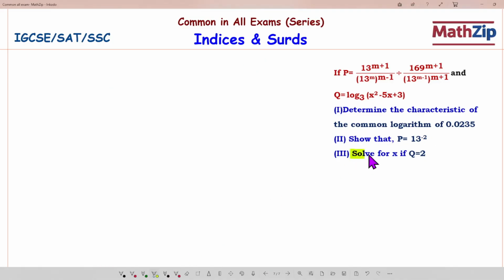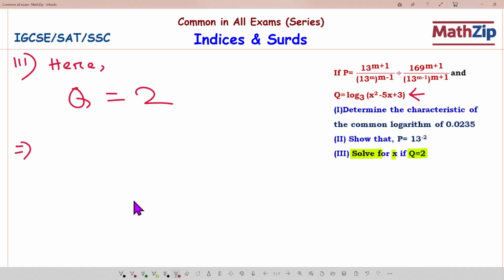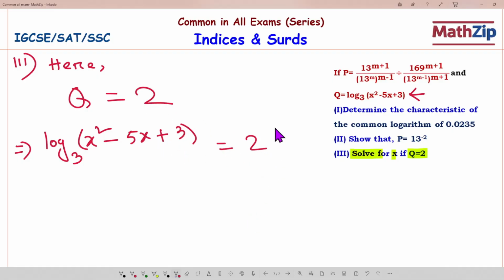Number 3, solve for x if Q equals 2. So we can write number 3 here, Q equals 2, but in the question also given Q equals log base 3 of x square minus 5x plus 3 equals 2. So we can write given.